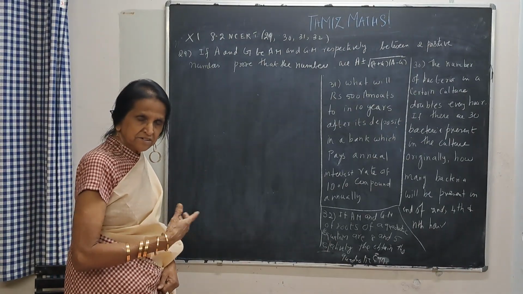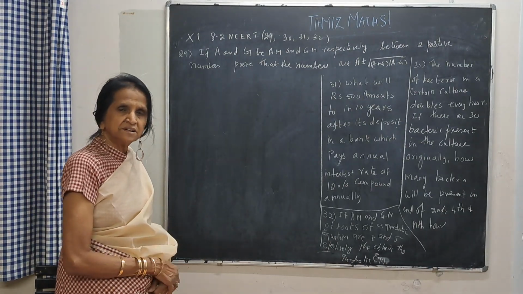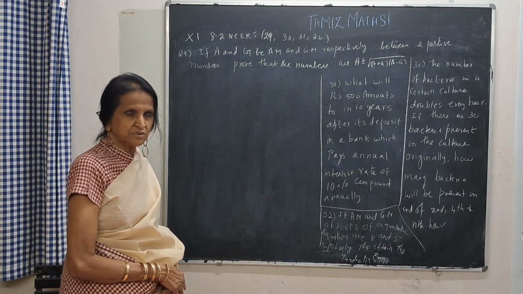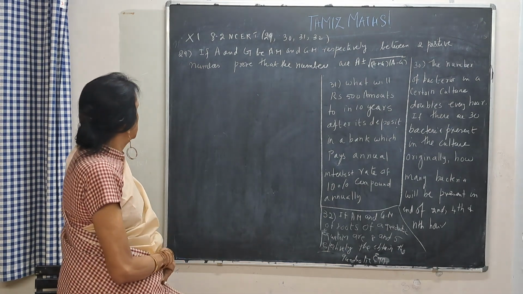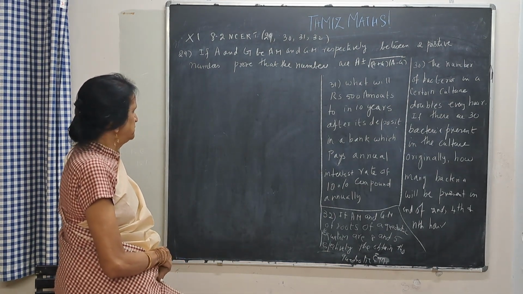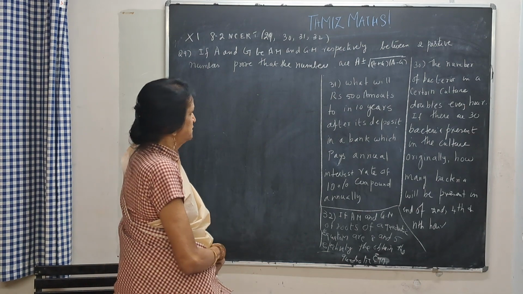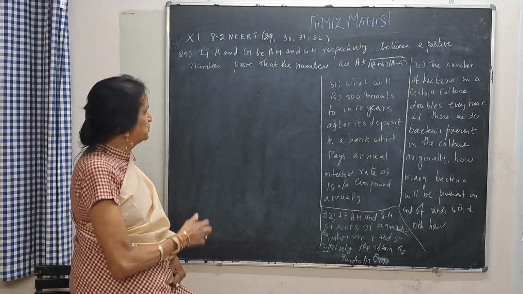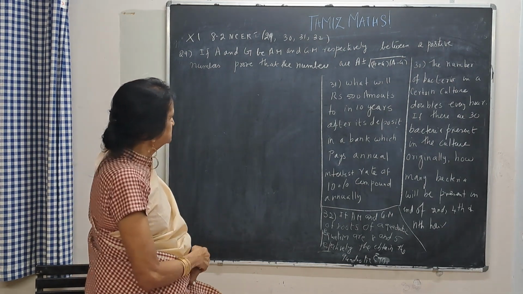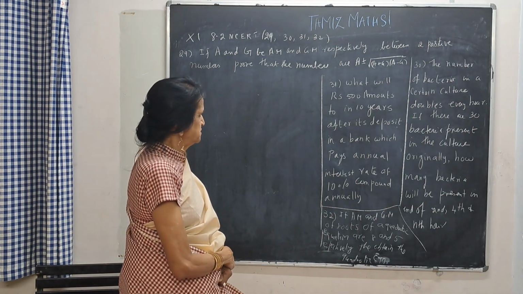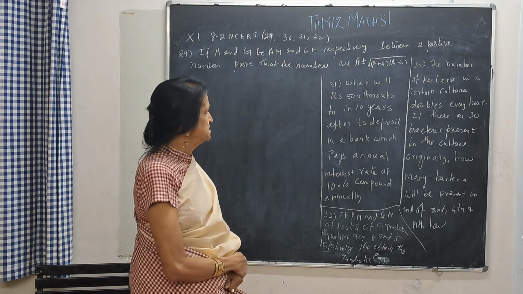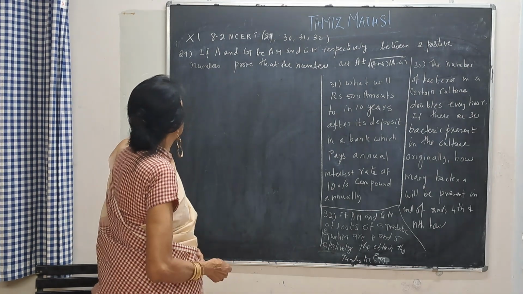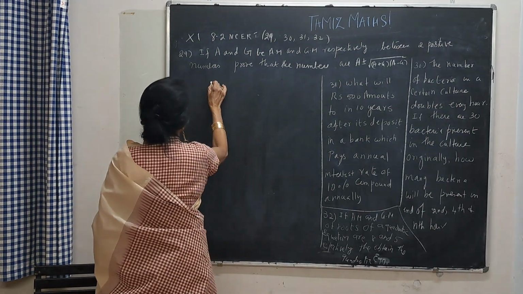Keep repeatedly revising this so that things are registered with you and you understand well and you make best use of these workings. If A and G be arithmetic mean and geometric mean respectively between two positive numbers, prove that the numbers are A plus or minus root of (A plus G)(A minus G). Let's see. Let the numbers be a and b.